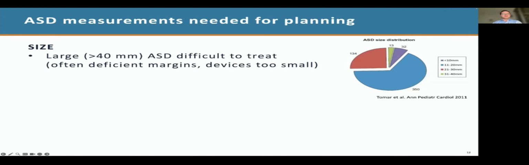So what are the measurements needed for the intervention? One important measure is the ASD size. We know that the larger the ASD, the more difficult it is to treat. These ASDs often have small deficient margins and need larger devices. However, the majority of the type 2 ASDs are between 10 and 20 millimeters. So around 2/3 of the cases are in this range. 1/4 is between 20 and 30, and only a very small amount of the ASDs is outside of this range.